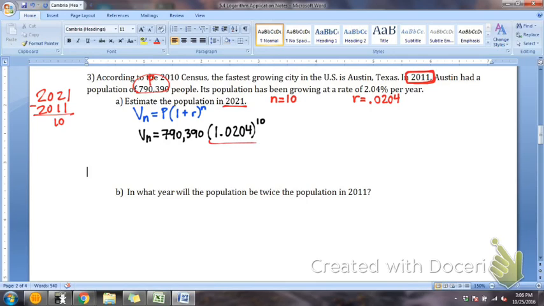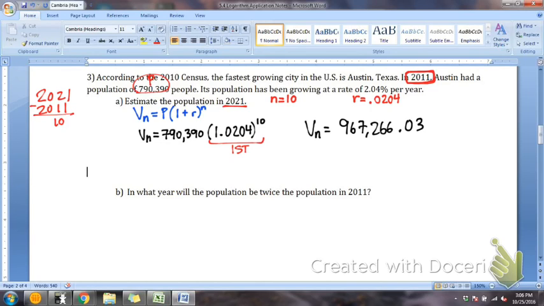So remember to do the 1.0204 to the 10th power first. Right? Order of operations. But then that number times this number. And you don't need to write this number down. You can let your calculator hold it. There you go. So then just hit times 790,390. Elena, what number did you get? 967,266.03.